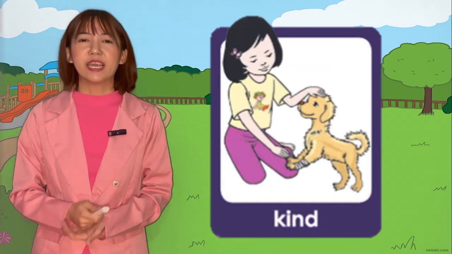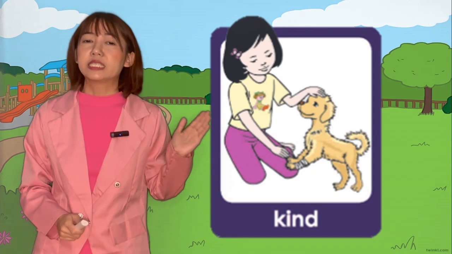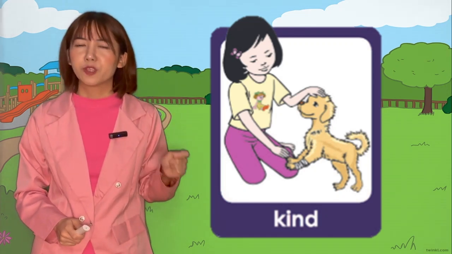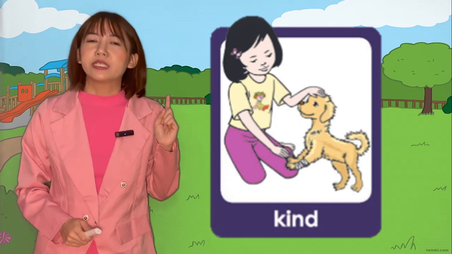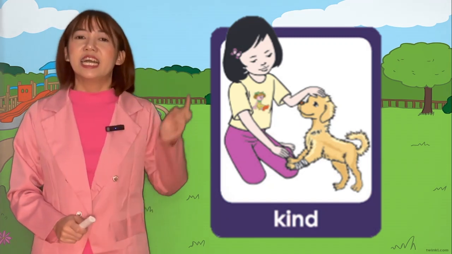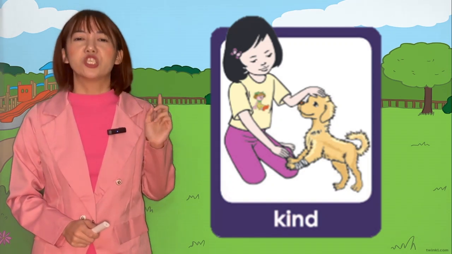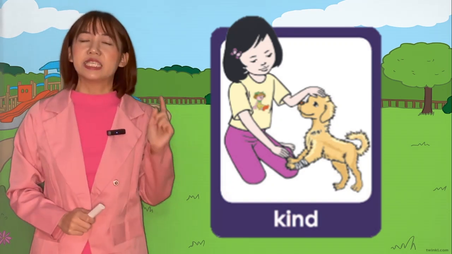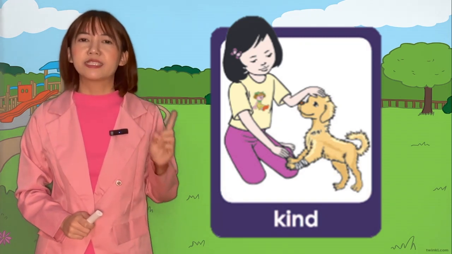Very good, guys. Okay, let's start. This is my sister. Okay, is this he or she? She. This is my sister. She is kind. This is my sister. She is kind. Very good. This is my sister. She is kind.